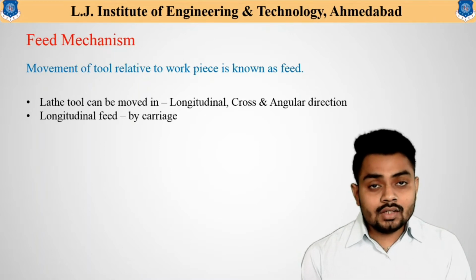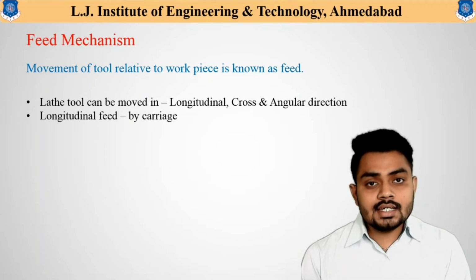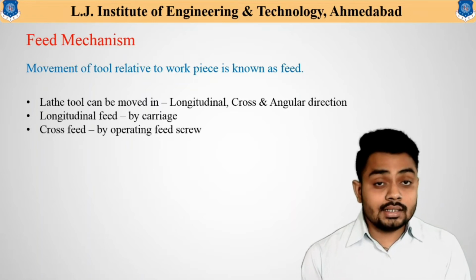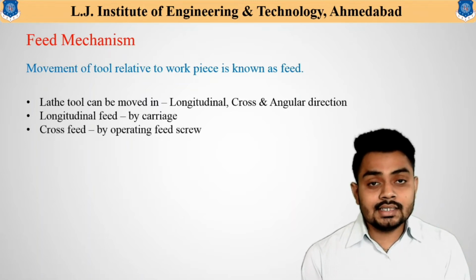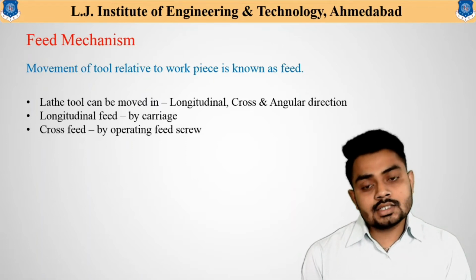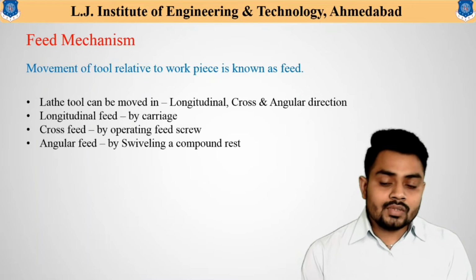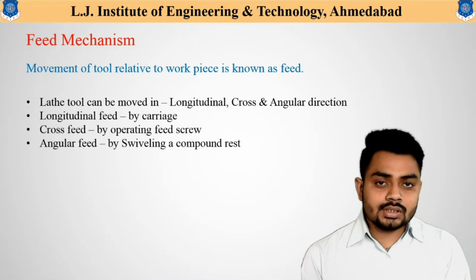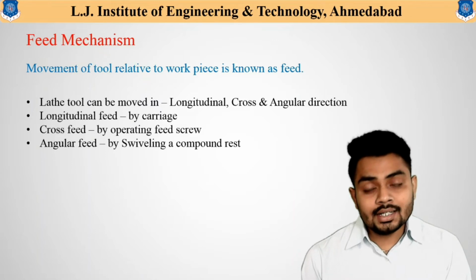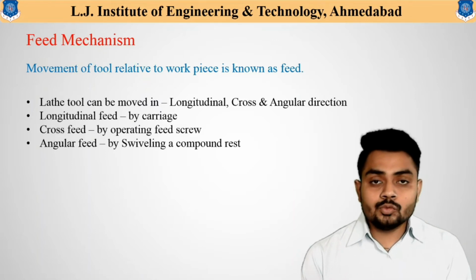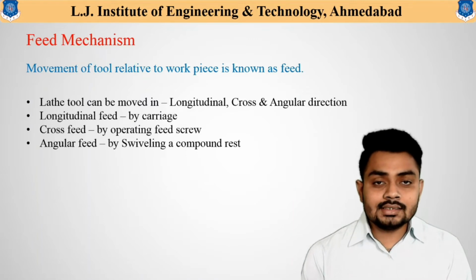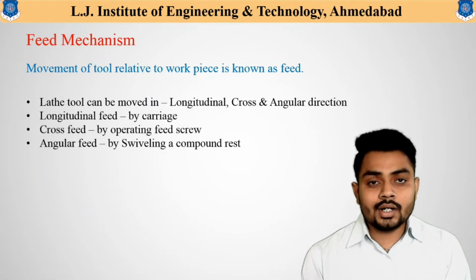Similarly, the angular movement is given by using another important part that we have discussed, that is the swivelling plate that is attached to the compound rest screw. So there are three different movements. The most important: first is the longitudinal movement, second is the crosswise movement, and third is the angular movement. And there are three different parts available to obtain these three movements and provide them to the tool.